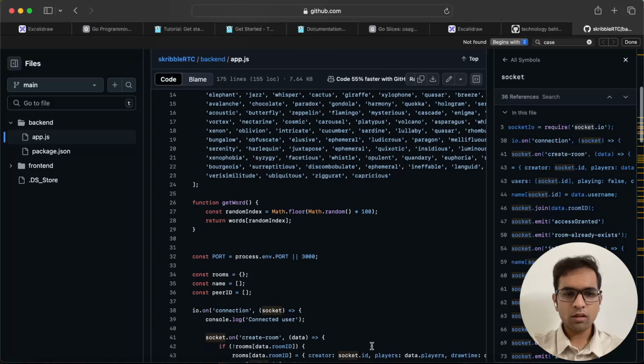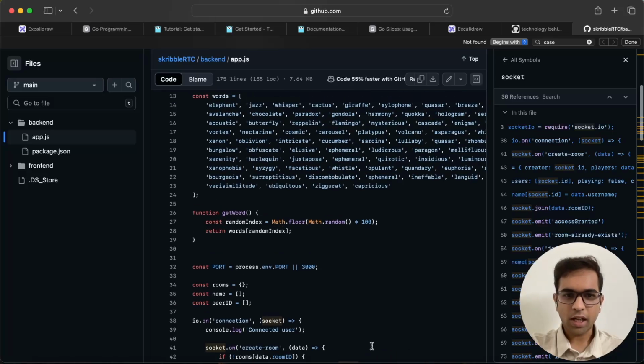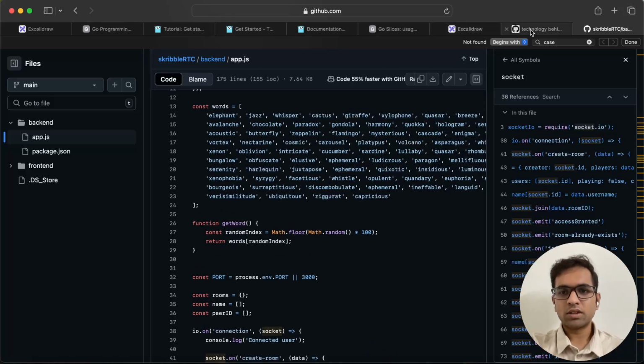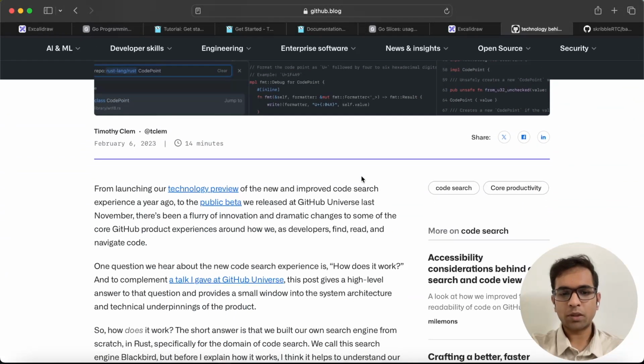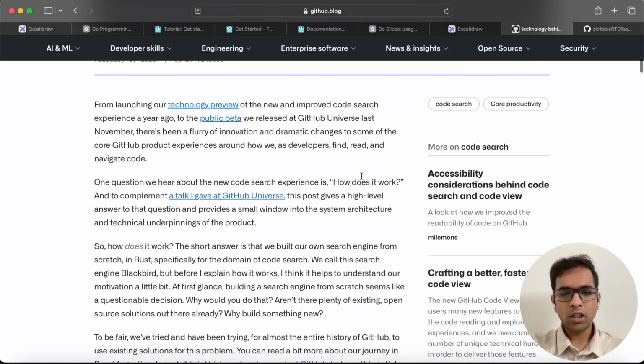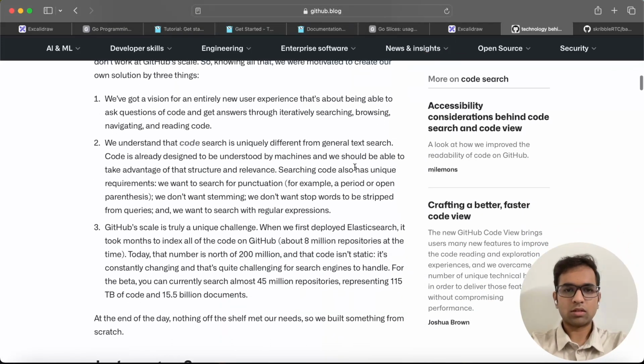So, what goes behind this? How does it work so quickly, and what has been going on behind this? All of this is being taken care of, and they have explained a little bit about this in this blog. So, what basically was the problem with GitHub?